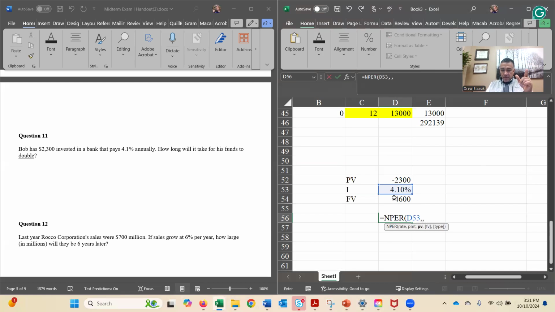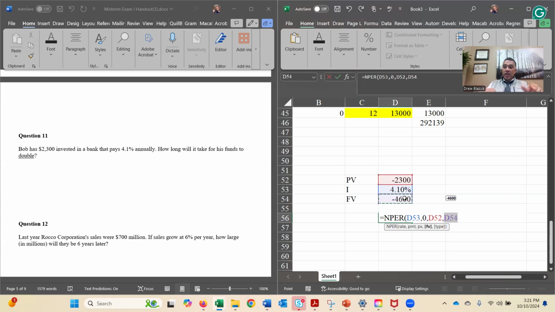My Excel's acting up here. There we go. Wait, that's the rate. All right, there we go. Payment 0, present value right there. And that's asking, what about the future value? I have it as a negative. I got to multiply it times the negative again. Make it a positive because I multiplied 2 times that. And then this is the future value.